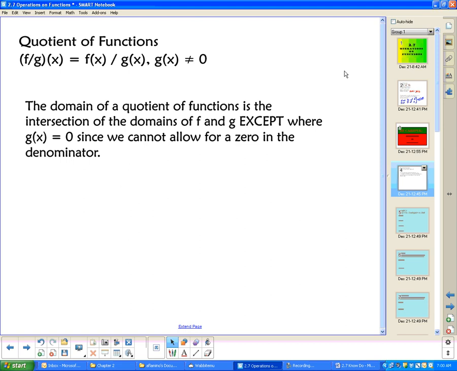G of x equaling 0 is fine if we're adding, because we can add 0. It's fine if we're subtracting, because we can subtract 0. And it's fine for multiplication, because we can multiply by 0. However, if g of x equals 0 with a division, we do end up in some trouble. So whatever value we'd put in for that x cannot produce a solution of 0, only for division. Everywhere else, okay, just division would not be good for us.